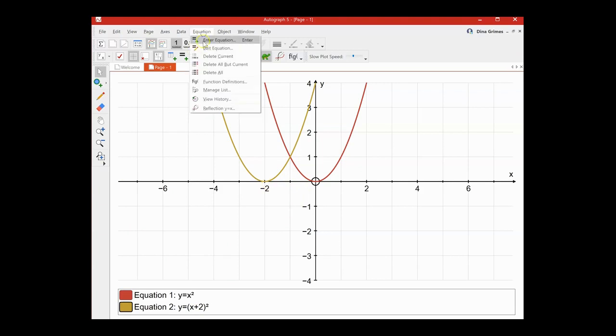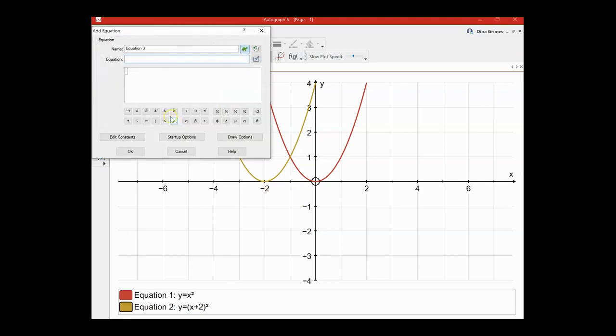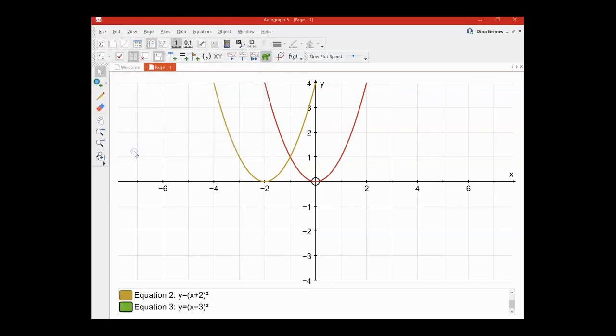Now let's see what happens if we subtract a value inside the bracket. So y is equal to open bracket x, so this time it's minus, let's say 3, open bracket and square. Click on OK, and let's see where our graph goes. So remember, the default graph is the red graph. So if it is minus 3 inside the bracket, we have 1, 2, 3 units to the right. So if it's a plus, we move to the left, and if it's a minus, we move to the right if it's inside the bracket.